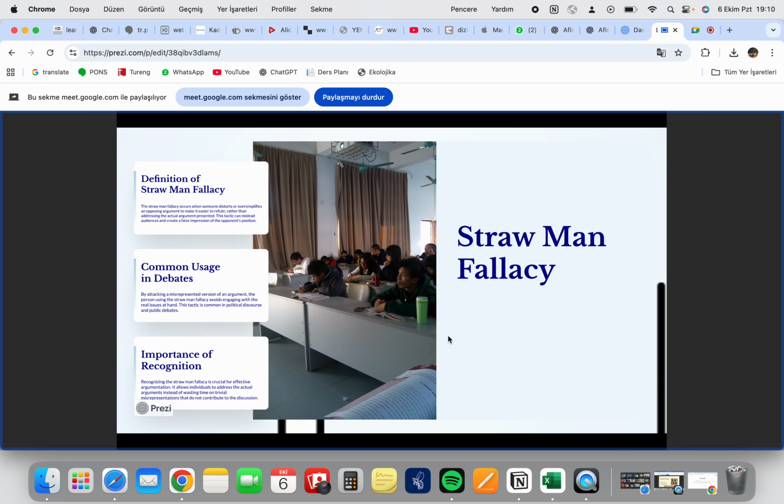Or we can say, my teacher said we should eat less sugar, so my teacher wants us to stop enjoying food forever. Okay, this is strawman again. It's exaggerating to make the argument look silly. It's really not true.